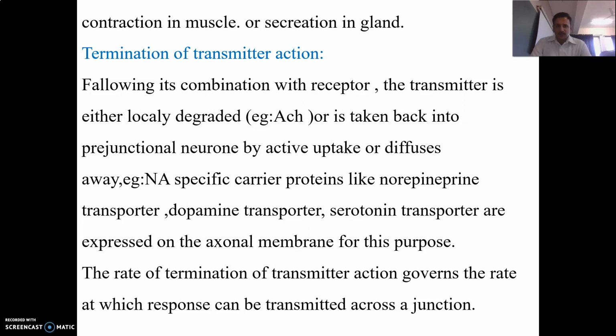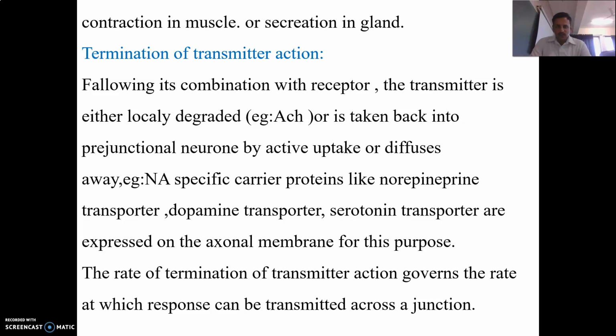This follows its combination with the receptor. Degradation means again an antagonist should be injected. It acts on the same receptor, blocks that agonist drug, and then the drug is degraded in the body. These things happen naturally in the body. If it is not natural, in pathological conditions, then you inject external hormones. Following its combination with the receptor, the transmitter is either locally degraded or taken back into the pre-junctional side.